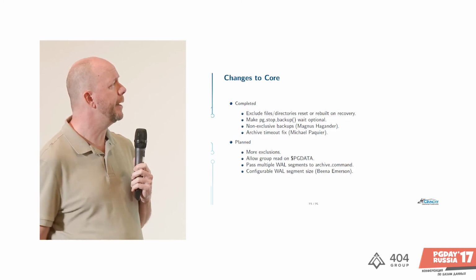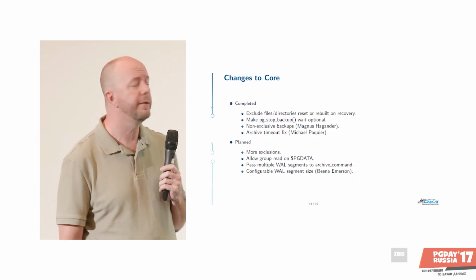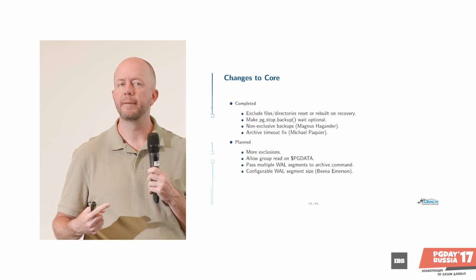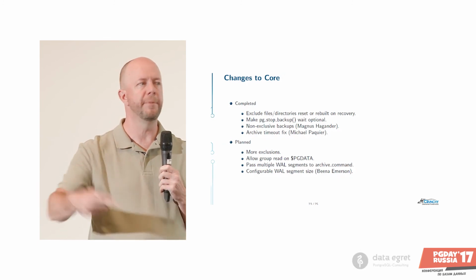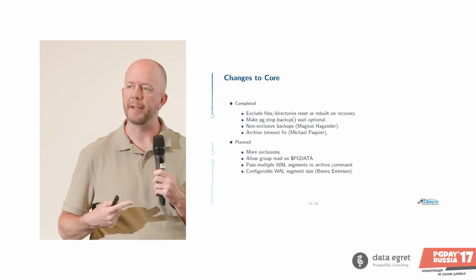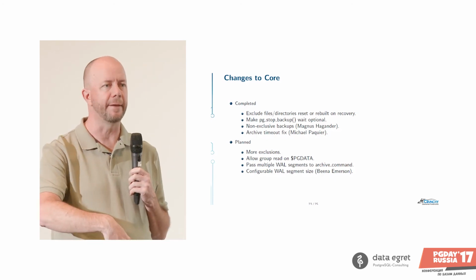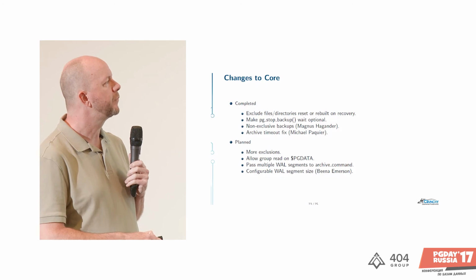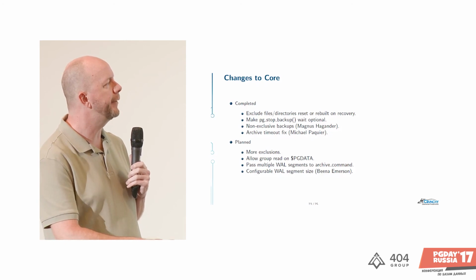I'm looking at a way to pass multiple WAL segments to the archive command. Right now, the biggest bottleneck on archiving using that method is the number of times that Postgres has to call the archive command. And the startup cost of that command limits the total number of WAL segments that you can push. And we're also looking at a configurable WAL segment size.